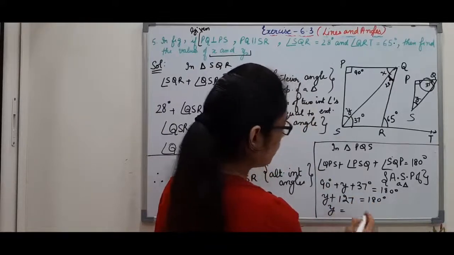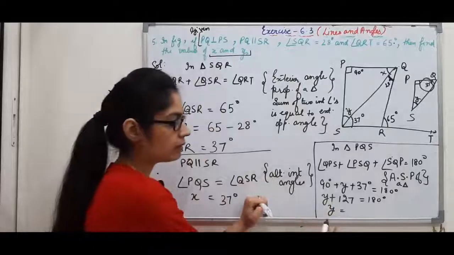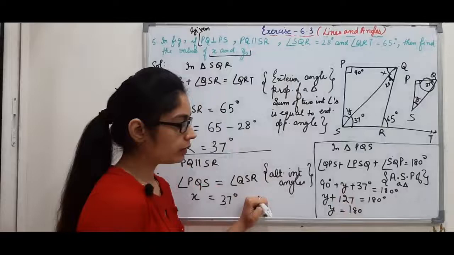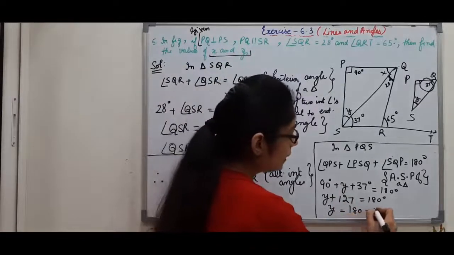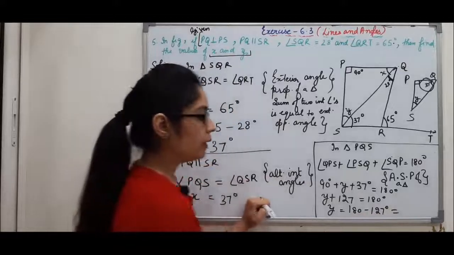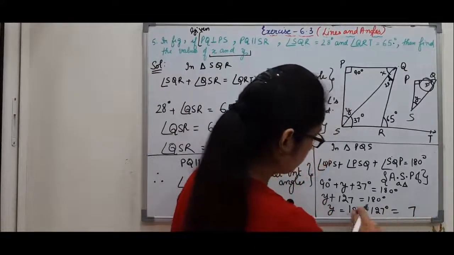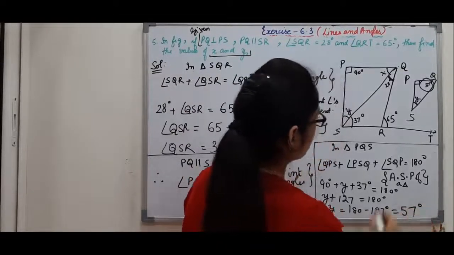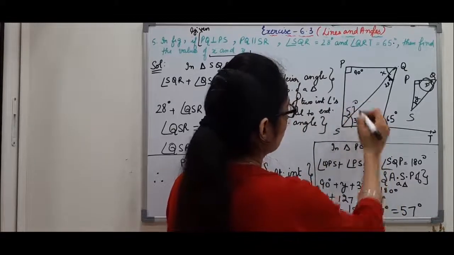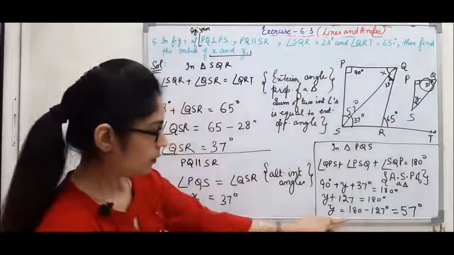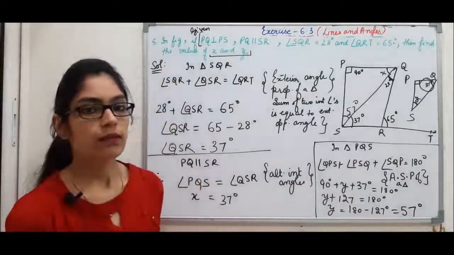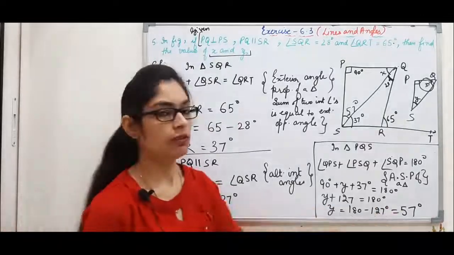So Y we need to find. We'll keep Y on this side and shift 127 to the other side. On shifting to the other side, it will be changed to 180 minus 127. So 180 minus 127 is equal to 57. So Y is equal to 57 degree. Yes. So we have found the values of X and Y as 37 and 57 respectively.